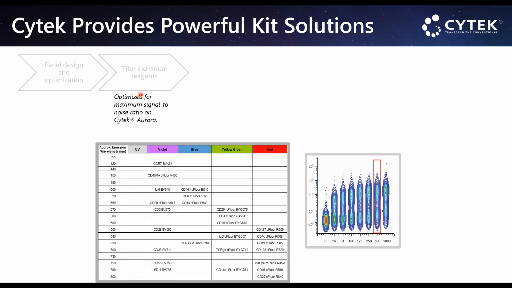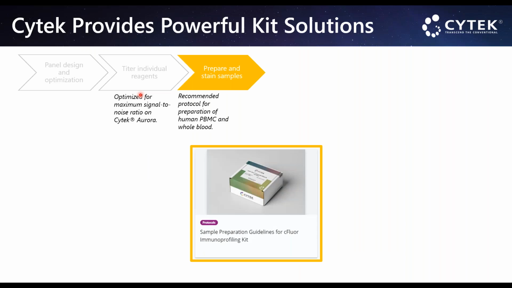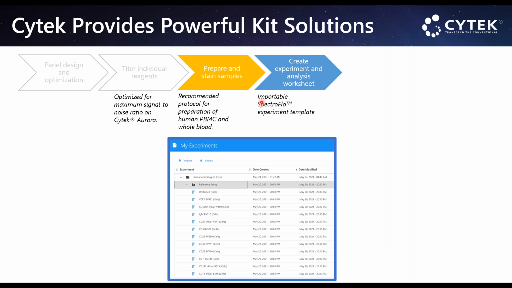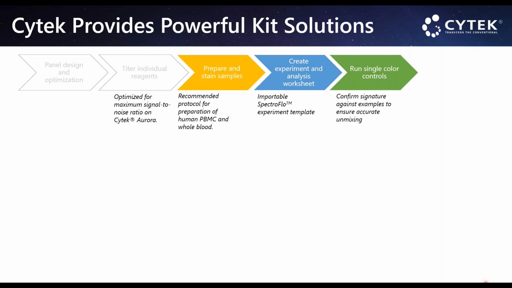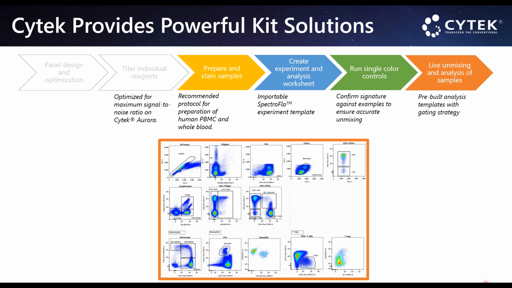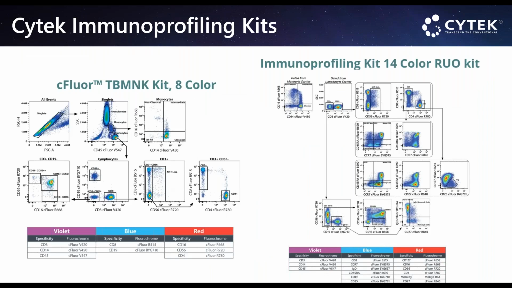So we do all the reagent titration. We provide a recommended protocol for preparing your samples as well as for acquiring your samples. It comes with an experiment template and analysis worksheet. And ultimately, what we're trying to do is set you up for success when running your full samples, right? With pre-built gating templates to look at the major cell subsets. So this is the next step for us in terms of empowering full spectrum research.